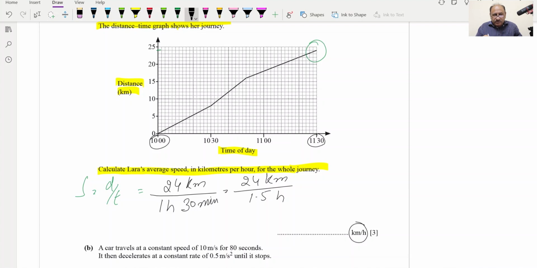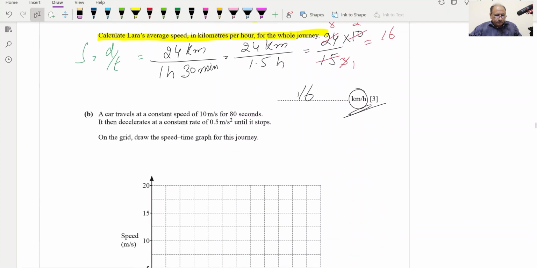So after changing this into hours, we can simplify. This can be simplified as 240 over 15, since the decimal has been removed from 1.5. Now we can simplify. 240 divided by 15, or we can cancel here: 5 2s are 10 and 5 threes are 15, and 3 ones are 3, and 3 eights are 24, and this will be equal to 16. So our answer at the proper location will be 16 kilometers per hour. That is a 3 mark question, which we are done.